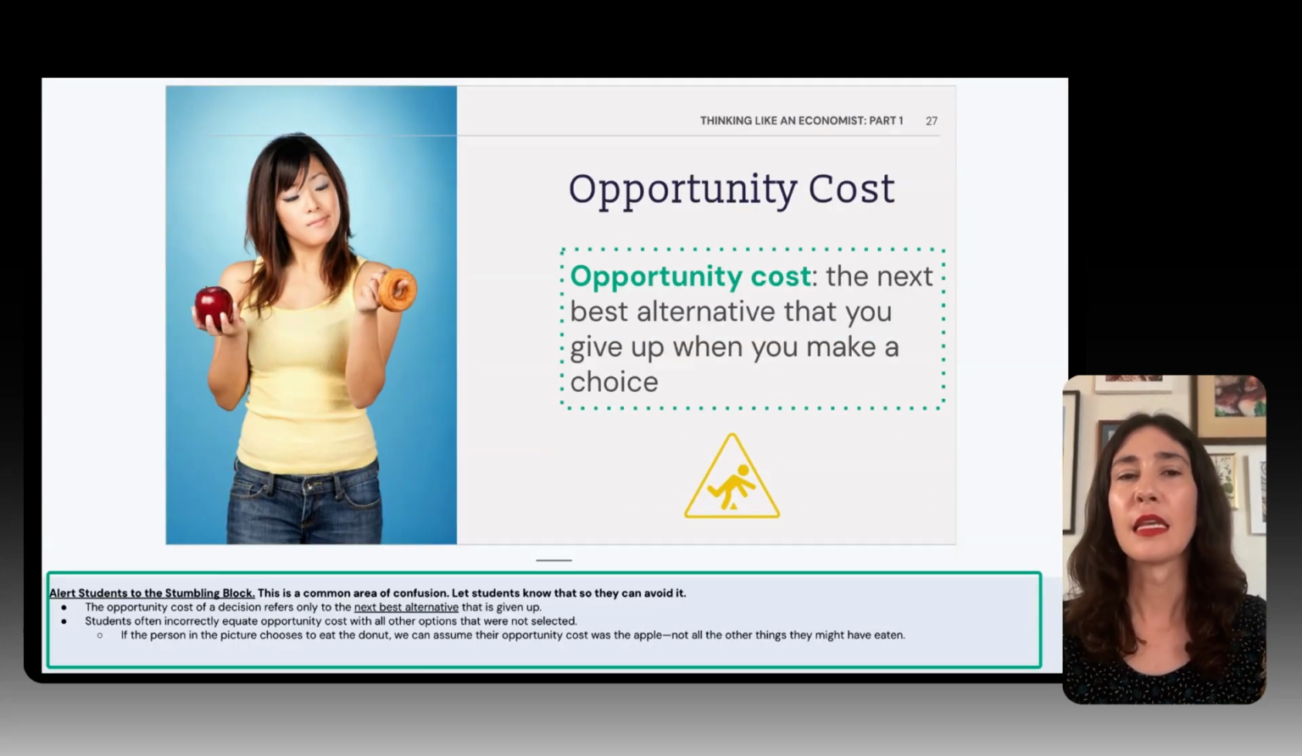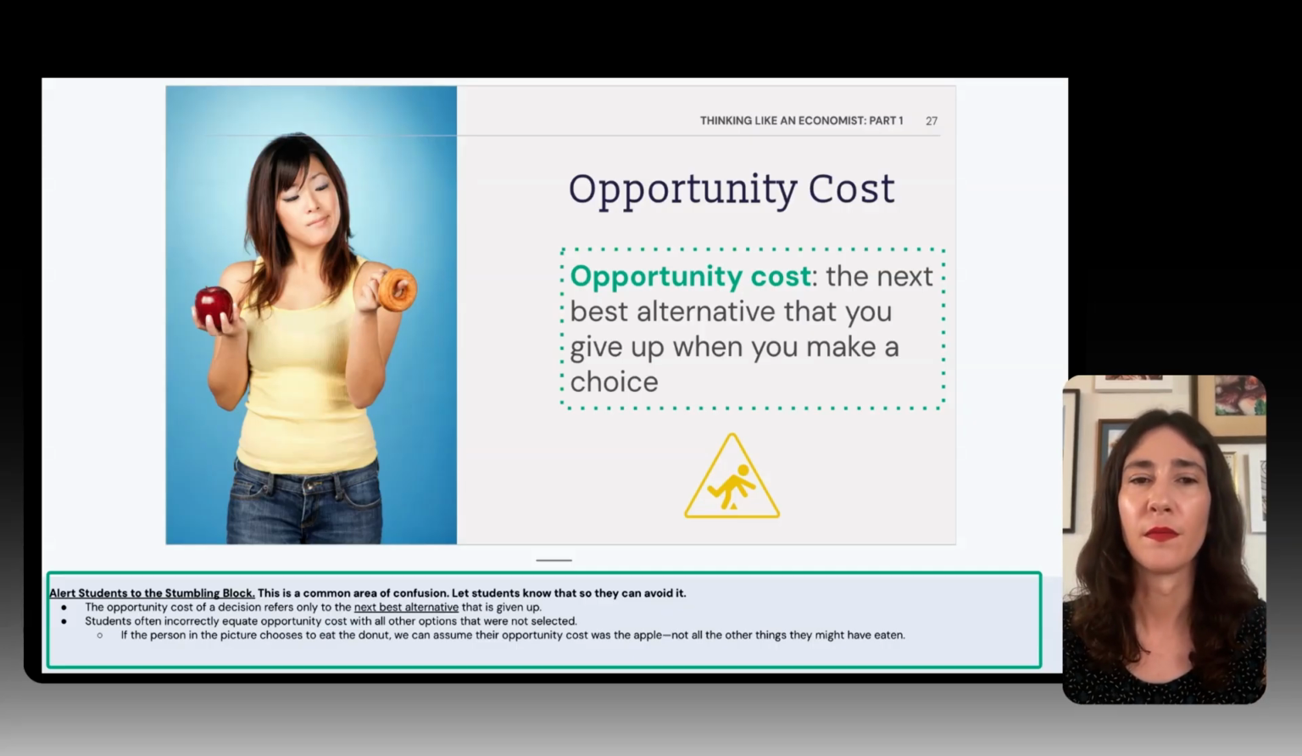So in this instance, the opportunity cost is only the next best alternative that you give up, and not all the other options. So for a snack, if you're choosing between a donut and an apple and you choose the donut, the opportunity cost is the apple and not everything else you could have eaten for your snack.